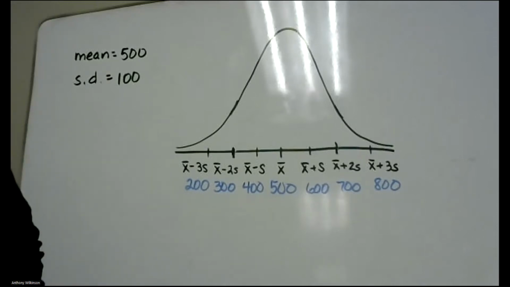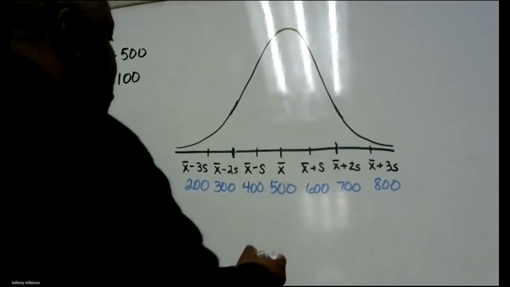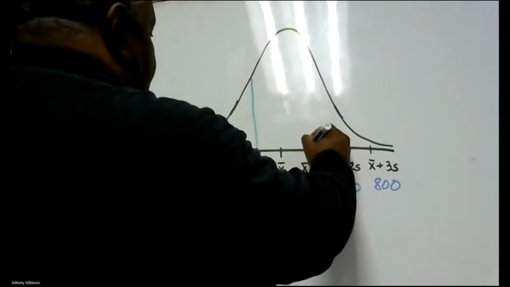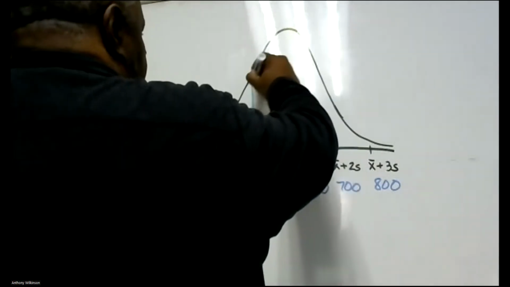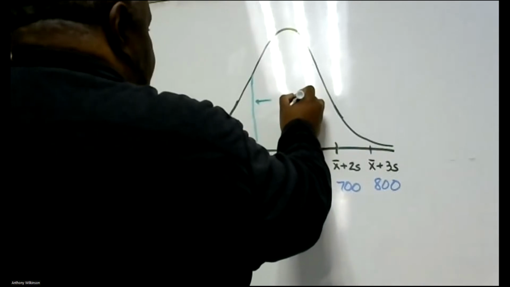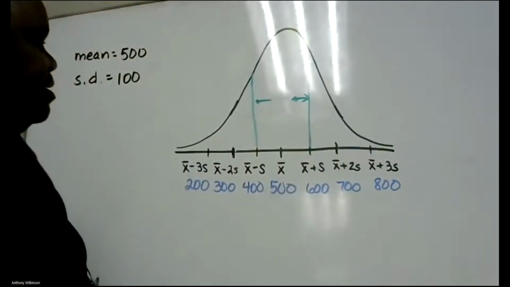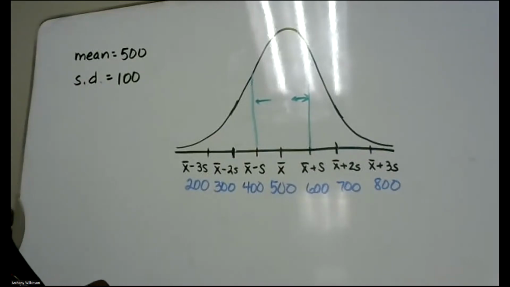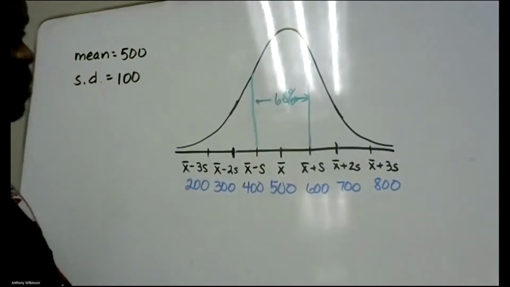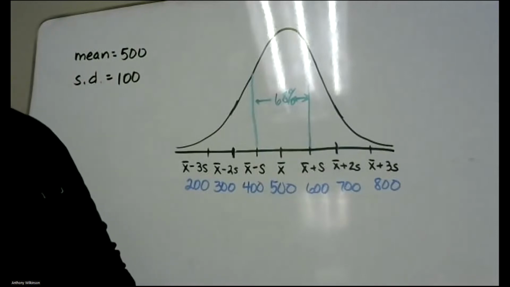Okay, and we're going to be using that normal curve to help us determine how many scores are between 400 and 600. All right, so this is 400, and that's 600. What percentage represents within one standard deviation of the mean? 68. 68% of your data values are within one standard deviation of the mean.